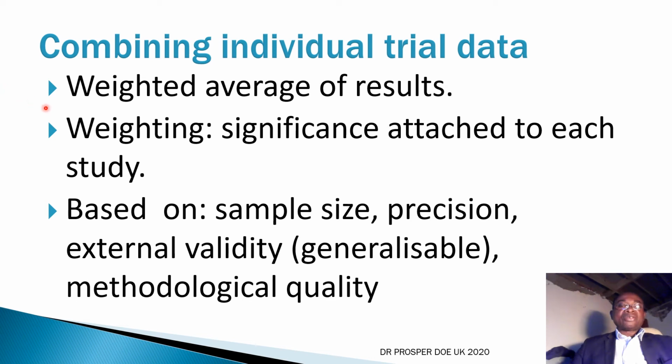Combining individual trial data is based on sample size, precision, and external validity so that it's generalizable, and also looking at the methodological quality. So there's a weighted average of results, and the weighting is the significance attached to each study.